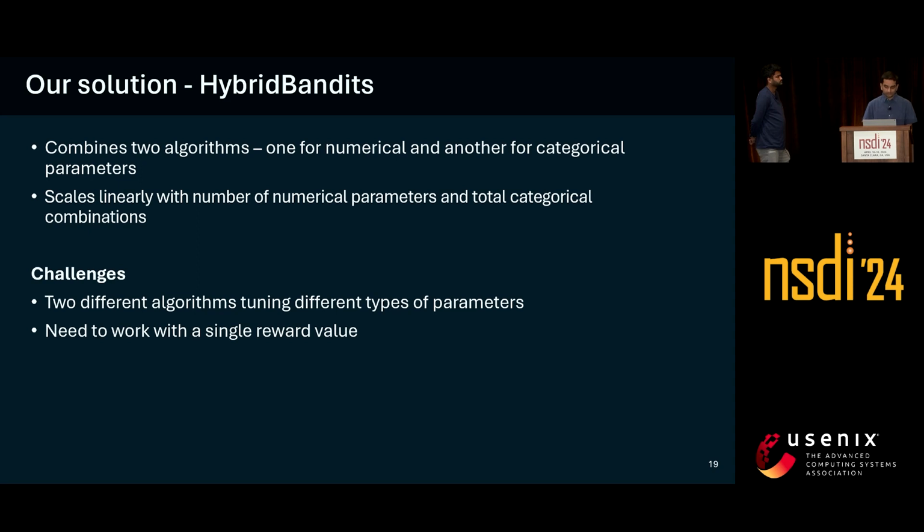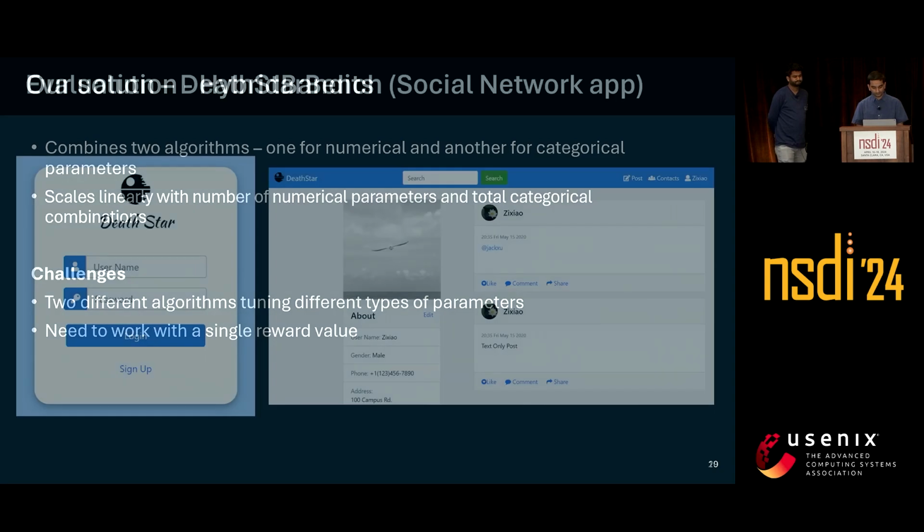But the major challenge is how do we combine these two algorithms, since A, they tune completely different types of parameters, and B, they need to work with a common reward value, which was given by the user for the overall prediction of the parameter values. The details on how we address these challenges can be found in the paper.